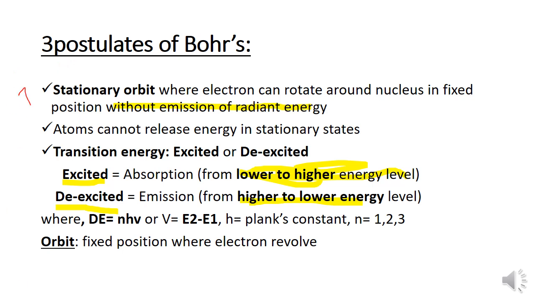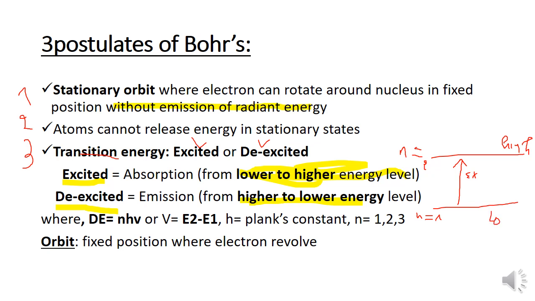We have a 1, a 2, a 3. Also Bohr explains transition energy. In transition energy, you deal with the excited and de-excited states. Excitation is when an electron moves from a lower energy level. The electron at n1, the first energy level, moves to the second energy level; it has become excited, meaning it has gained energy. Higher energy levels are this side, while here is the lower energy level or ground state.